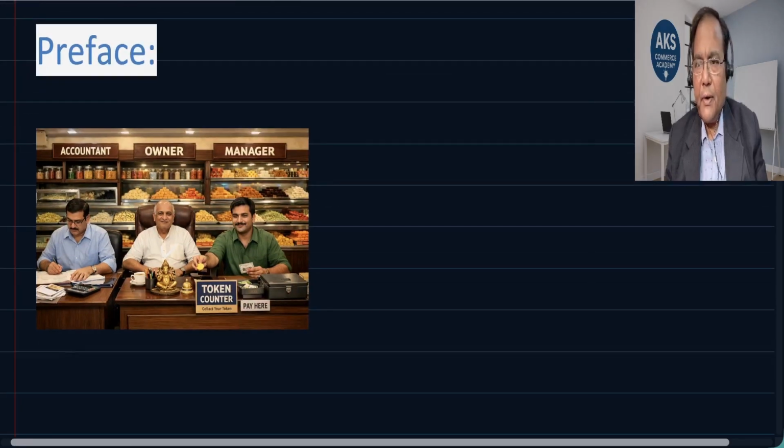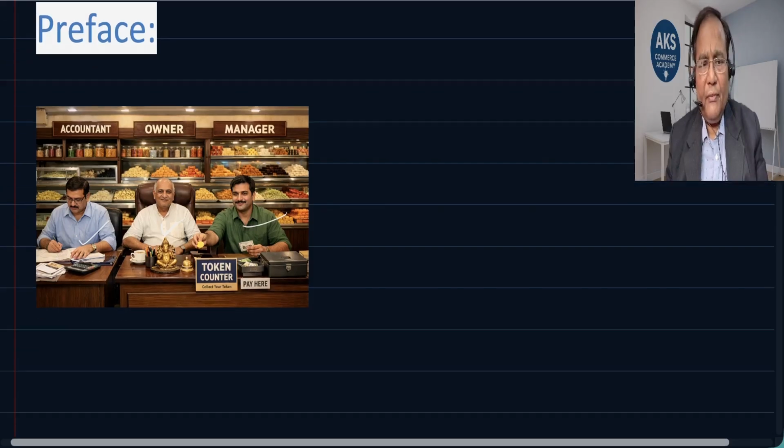Let me reiterate the example that I gave you when I took up the rules of debit and credit. So this is a sweet shop. We have an accountant sitting here, an owner sitting here, and the manager. Now in this scenario, there are a lot of activities which happen in a sweet shop, or for that matter any firm. So there is purchase, there is sales, salary paid, rent paid, a number of transactions which happen.